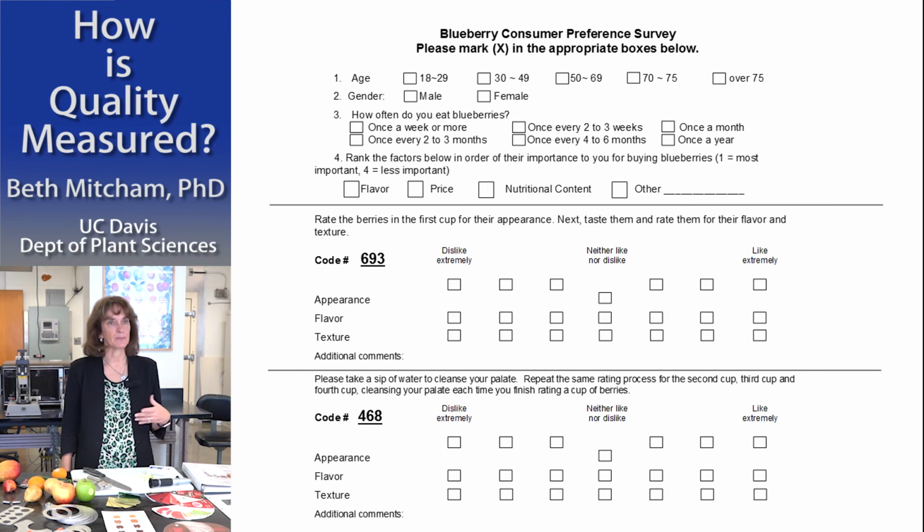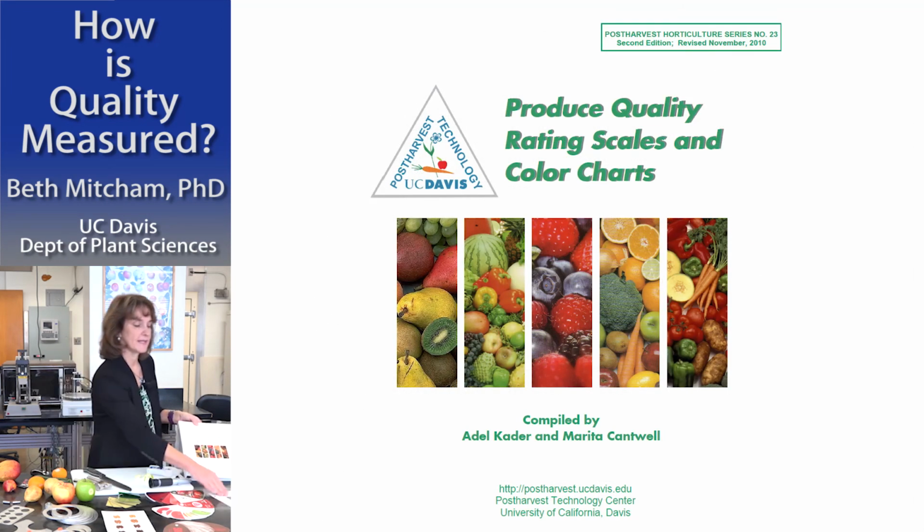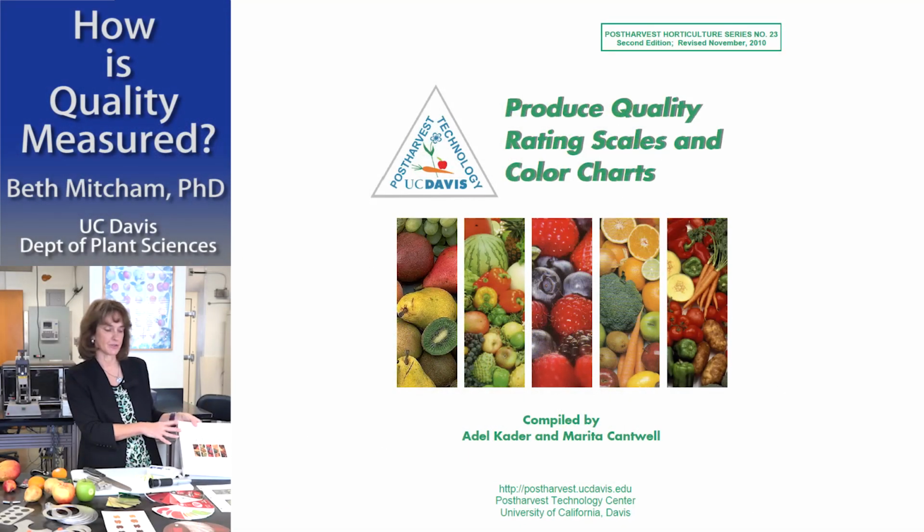So those are really some simple ways to measure the quality of your product. If you're interested in the produce quality rating scales, like the cilantro one that I showed, there is a publication available that has a range of different scales inside, and that's available through the Post-Harvest Technology Center.